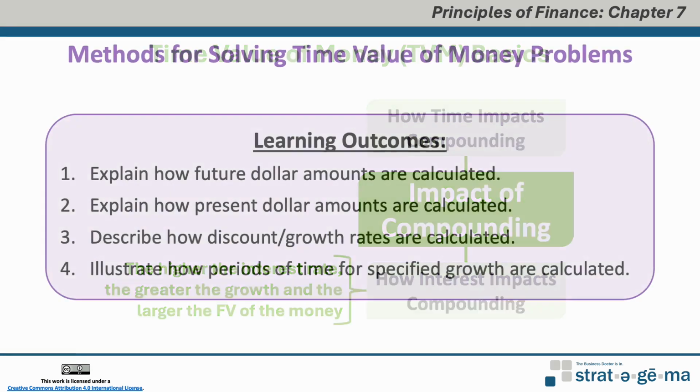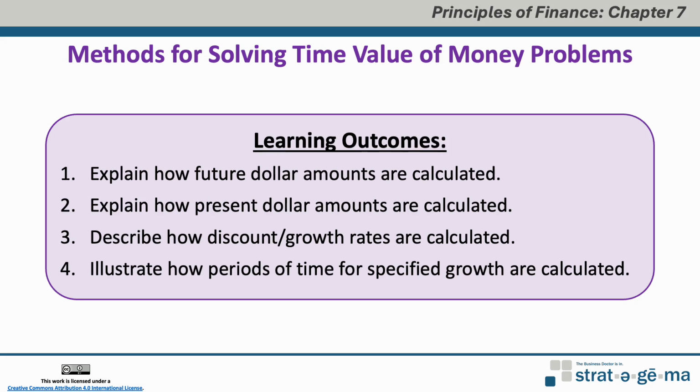All right, so for the third and last part of Chapter 7, we're going to extend what we just learned and look at methods for solving time value of money problems. So we'll calculate future and present dollar amounts, which we've already done, but we'll reinforce that. And then I'll describe how we can calculate the growth rates or the discount rates, basically R, with your calculator, and how we can calculate N.